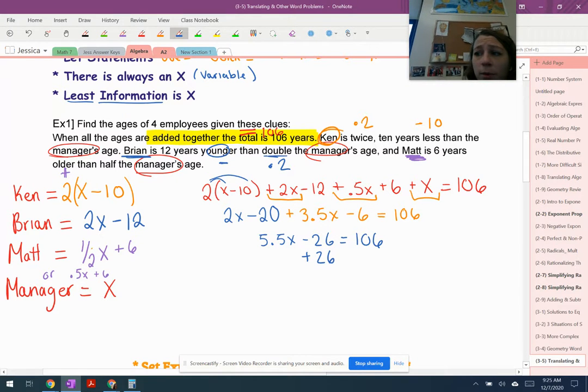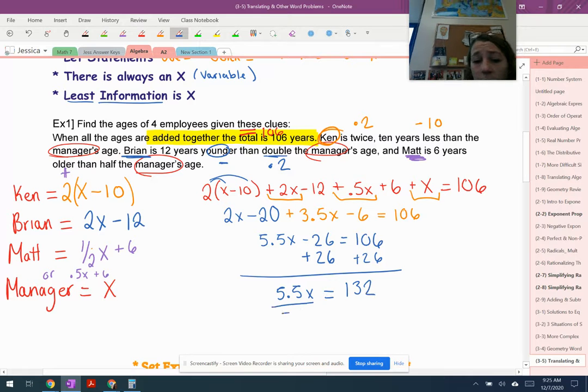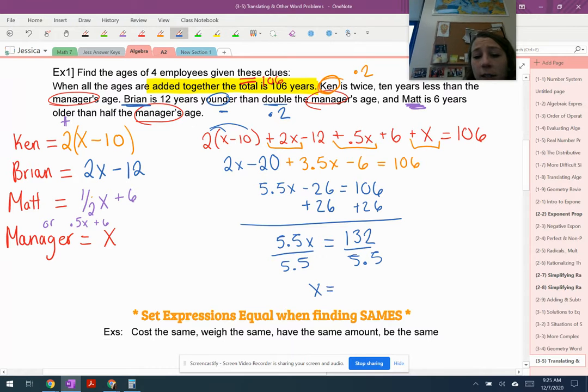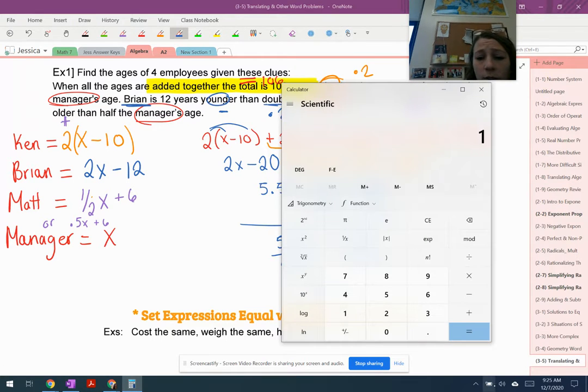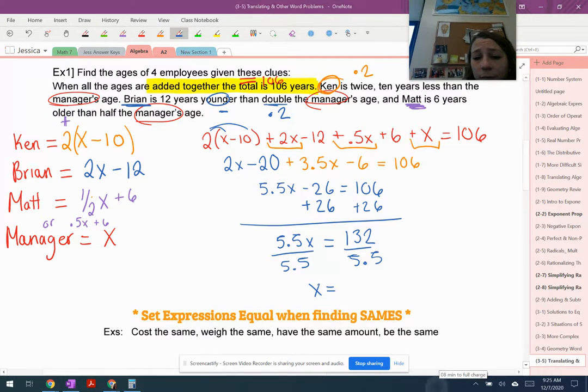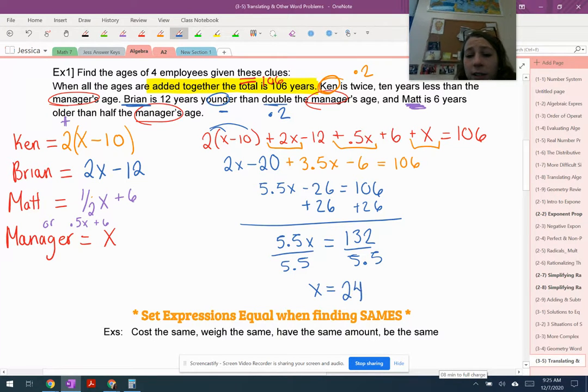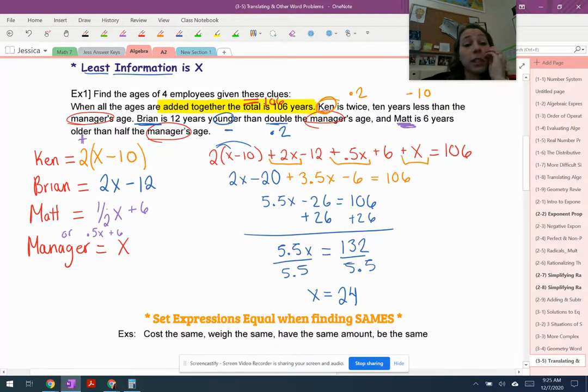Plus 26 to both sides gives me 5.5x is equal to 132. Divide by 5.5. And x is equal to 132 divided by 5.5, which is 24.